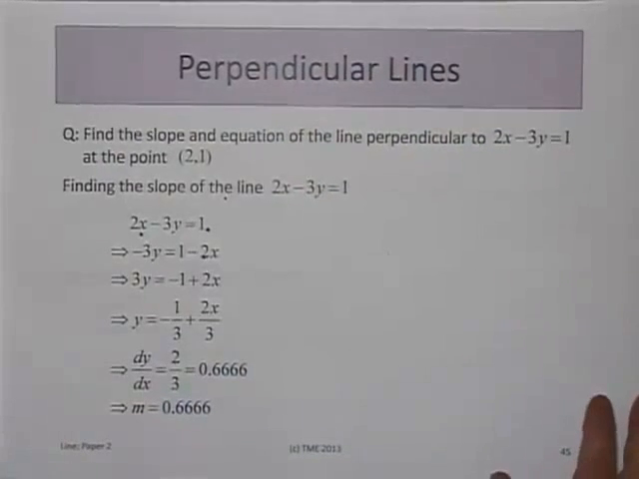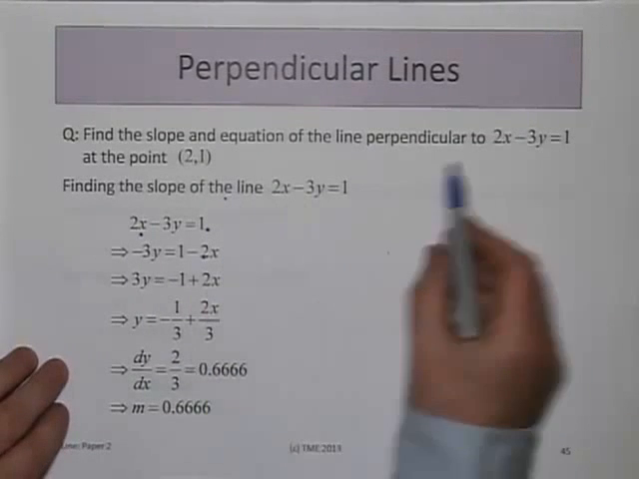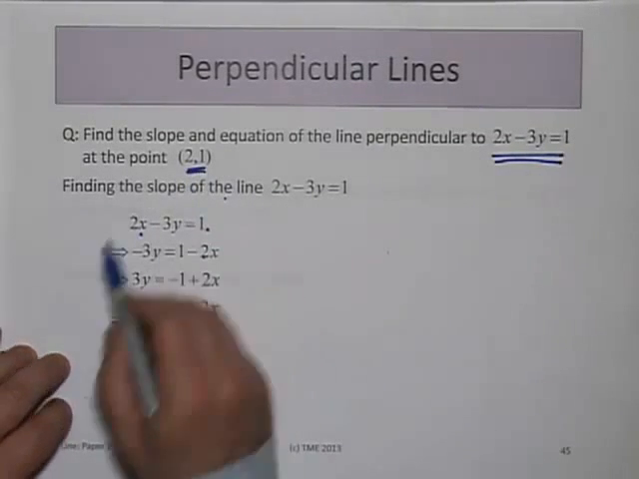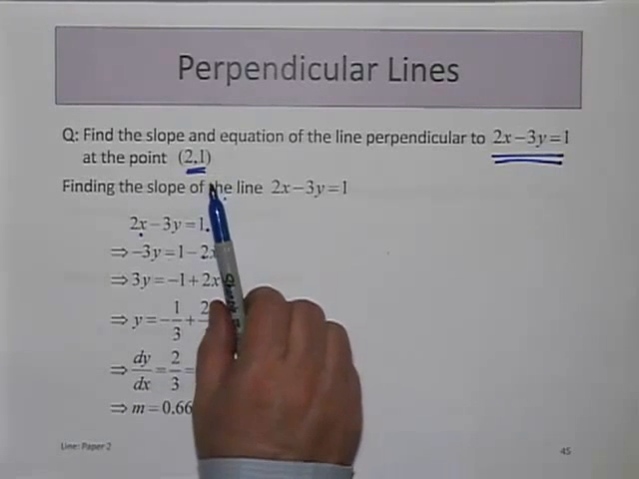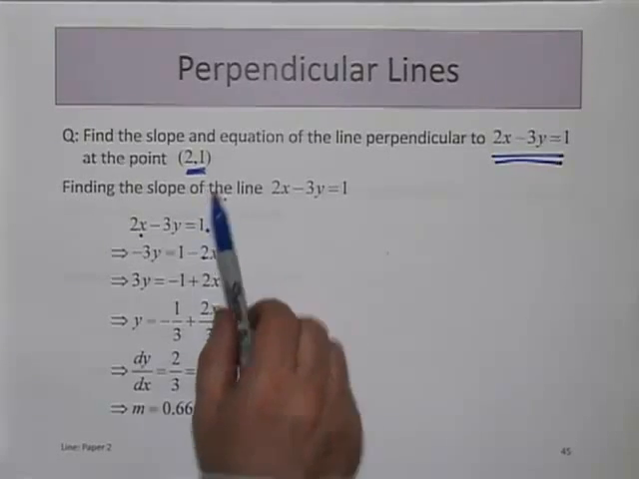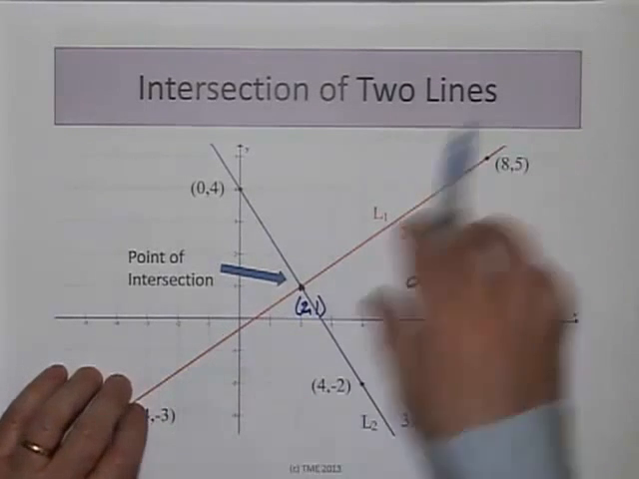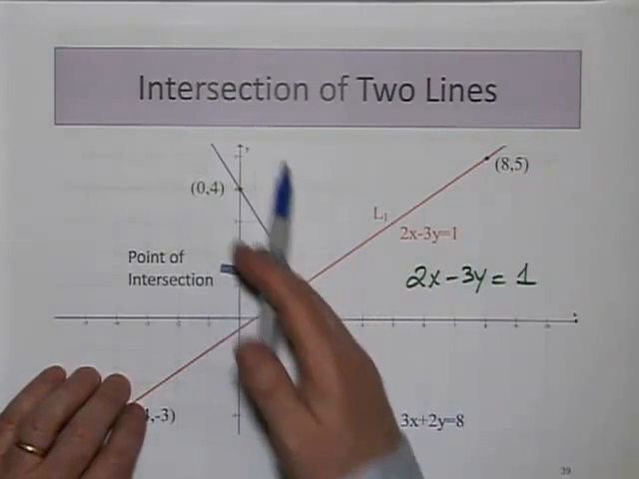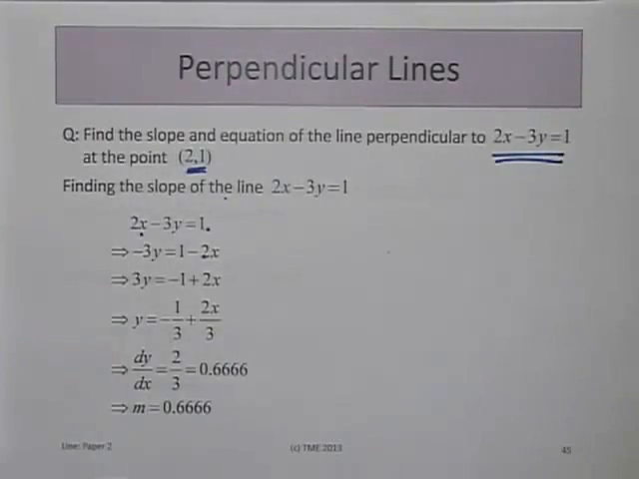Very last topic of all on the line section are perpendicular lines, when one line is perpendicular to another. And here we say, what's the slope of the equation at the point 2, 1? Well, that's a funny question, because the slope of a line is the same at every point, because it's not a curve. But they say at the point 2, 1 here, this is the point of intersection, what's the slope of the red line? And what's the slope of the blue line? And how are they being drawn?